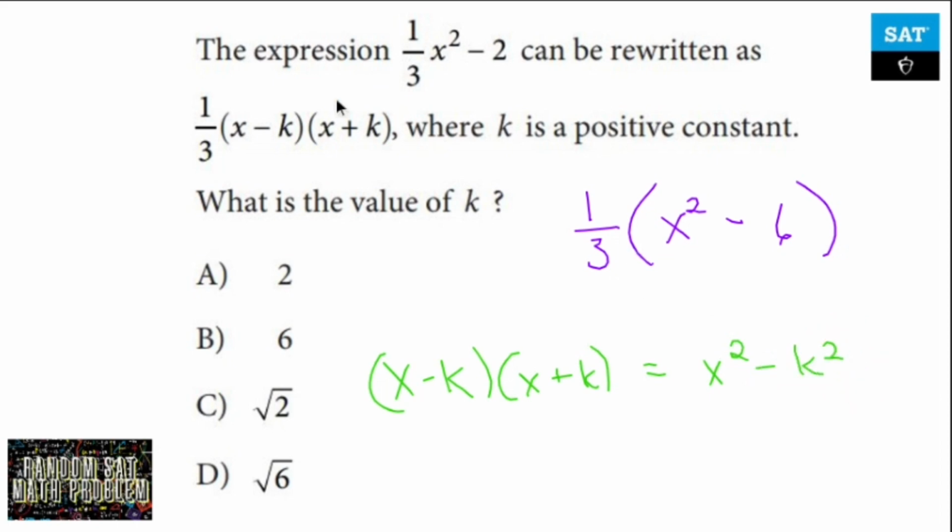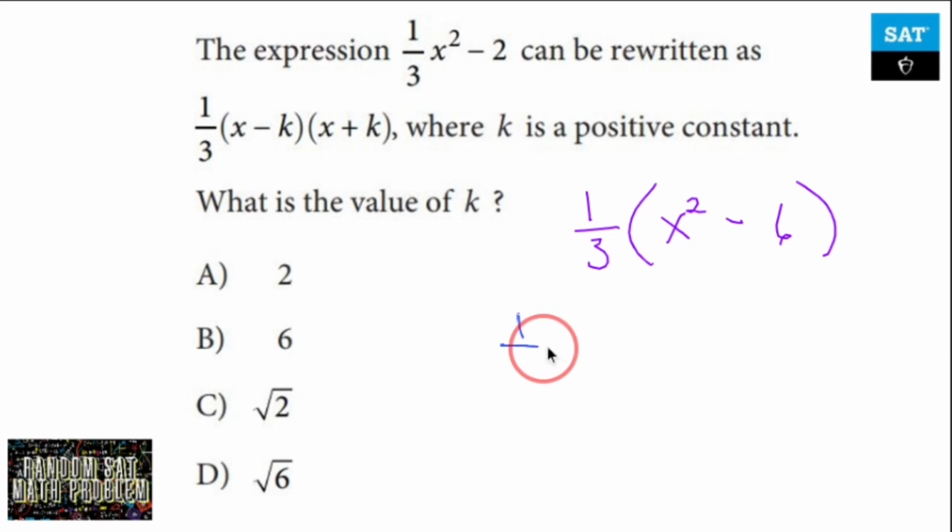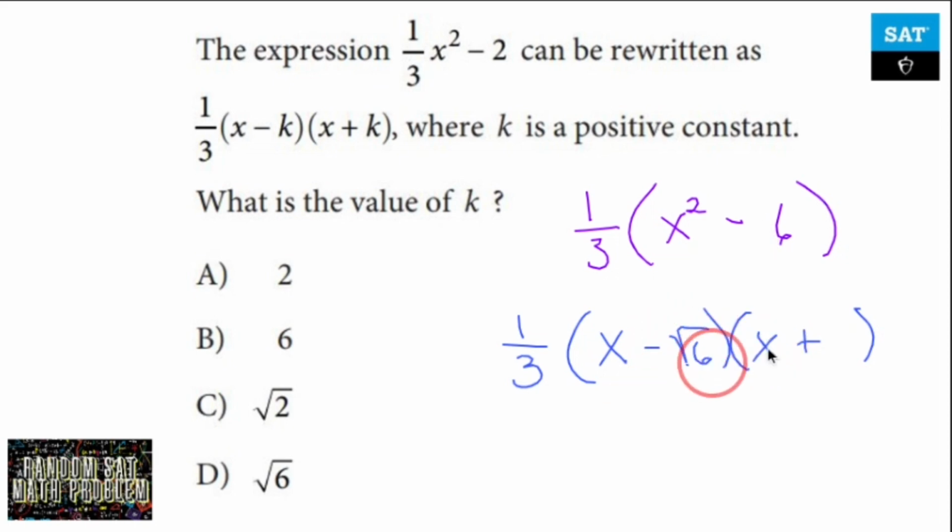So in order to factor this using difference of squares, I have my 1/3 still living out there. I have a positive and a negative. I take the square root of the first term, which is x and x, and put it right there. I take the square root of 6, which is square root of 6 and square root of 6, and put it right there and right there. Now that looks like that. If I were to FOIL this whole thing out, I would get that. What's the value of k? K is the square root of 6.